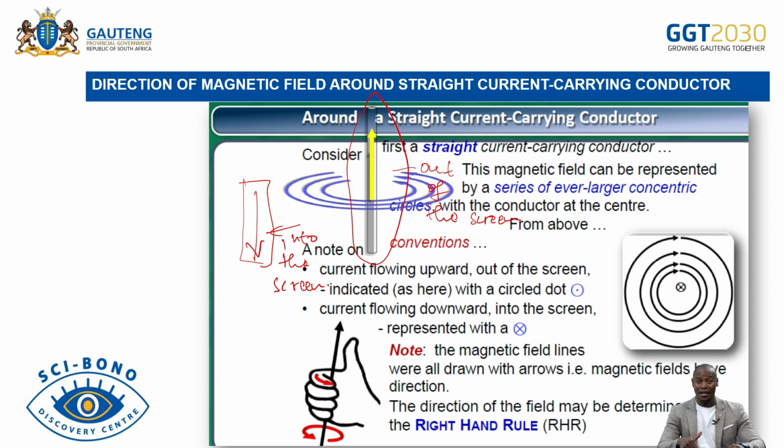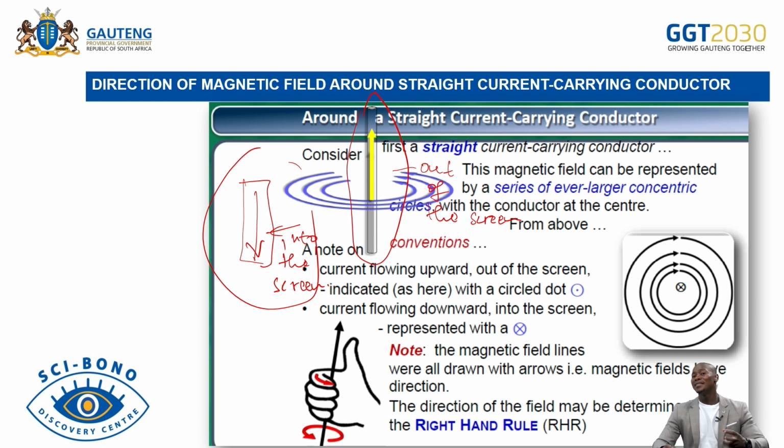Of the screen, all right? And this other example here is into the screen, right? Now we need to determine the direction of the magnetic field. Is it clockwise or anti-clockwise around a straight conductor, the direction of the magnetic field?